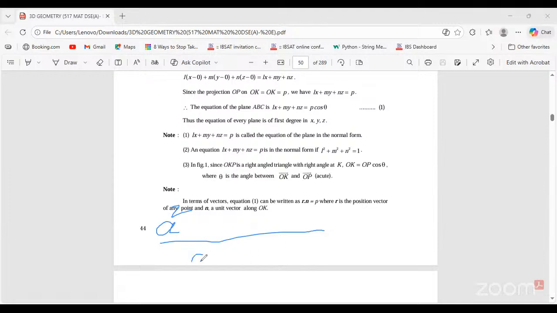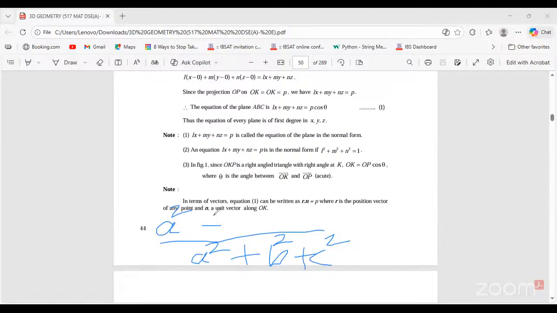So the denominator is common for all the L, M, N coefficients. L square is a square by a square plus b square plus c square.